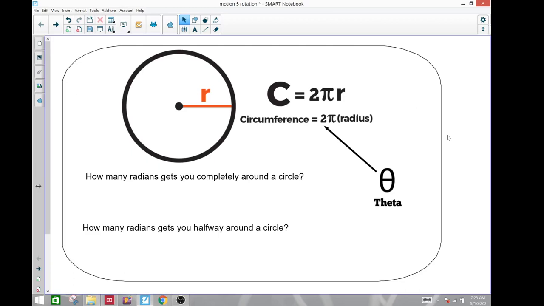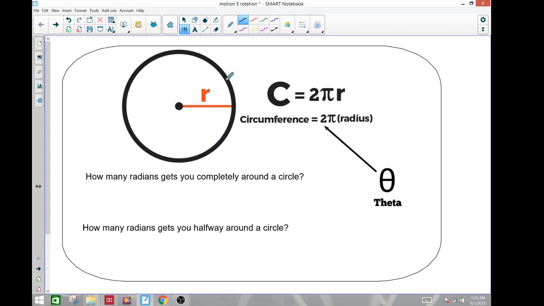Good afternoon, this is Schweitzer, and this is the start of our first little section on motion, rotational motion. This particular video is going to be focusing on rotating around a circle.